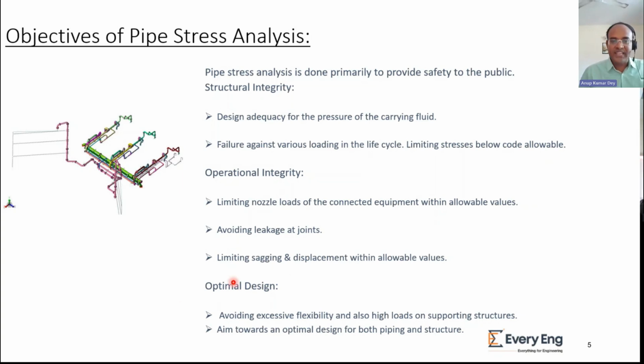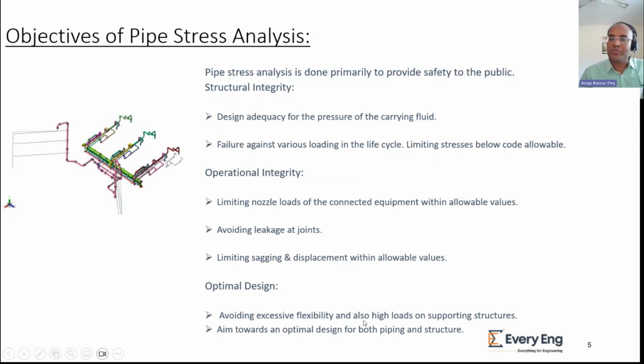Then the third objective of pipe stress analysis is optimization. We have to avoid excessive flexibility. Thus, we will be reducing cost, because giving more flexibility will impact the cost of the pipe. There will be a requirement of more legs and the cost will automatically increase, more elbows, and again it will be increasing the cost.